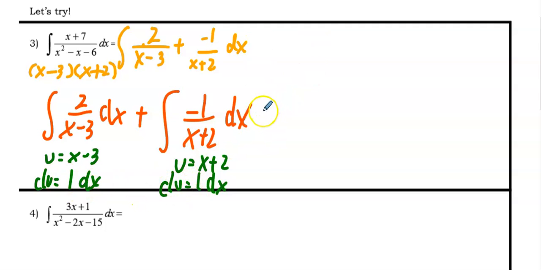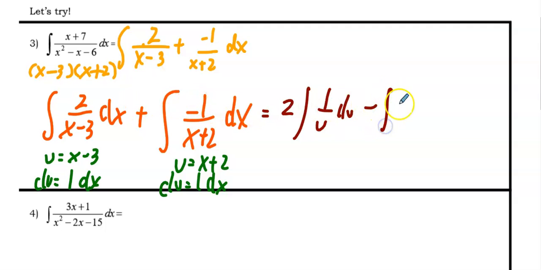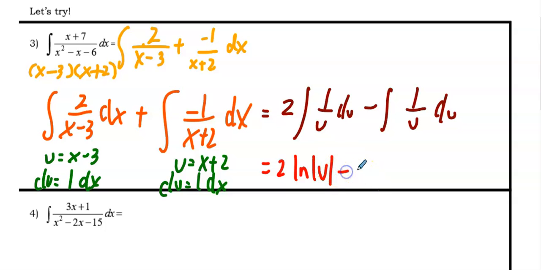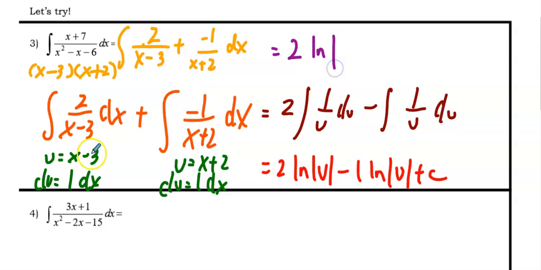And so our final thing here is going to be 2 times the integration of 1 over u du. I'm going to go ahead and pull the negative out, so minus the integration of 1 over u du. And you guys know as well as I know that these are going to be natural logs. So we're going to be left with 2 natural log of the absolute value of u, minus 1 natural log of the absolute value of u, plus c. Please be careful with the absolute value. And so our final answer for these particular problems is going to be 2 natural log of the absolute value of x minus 3.